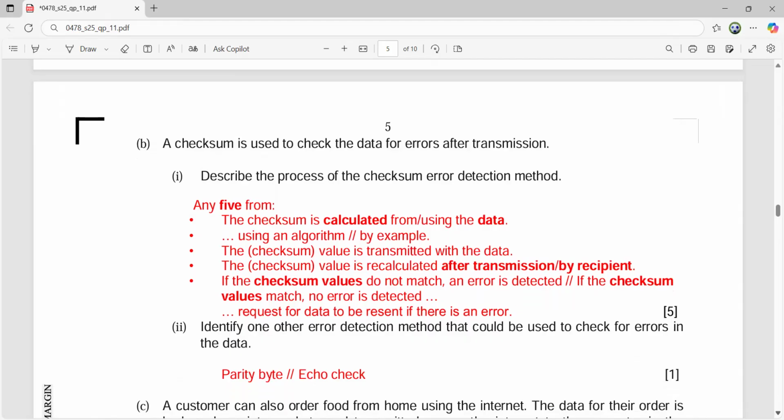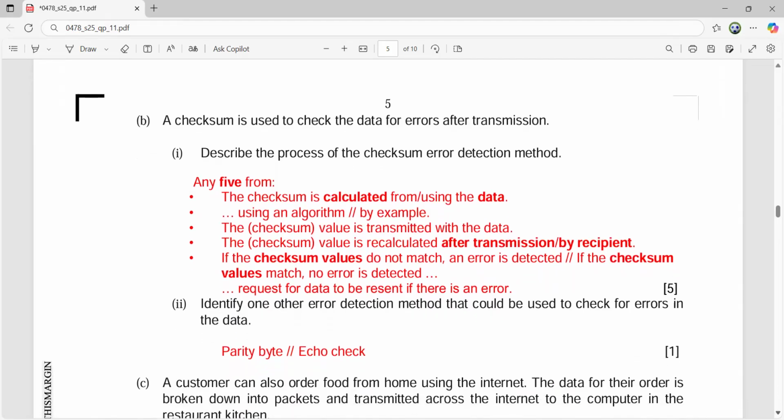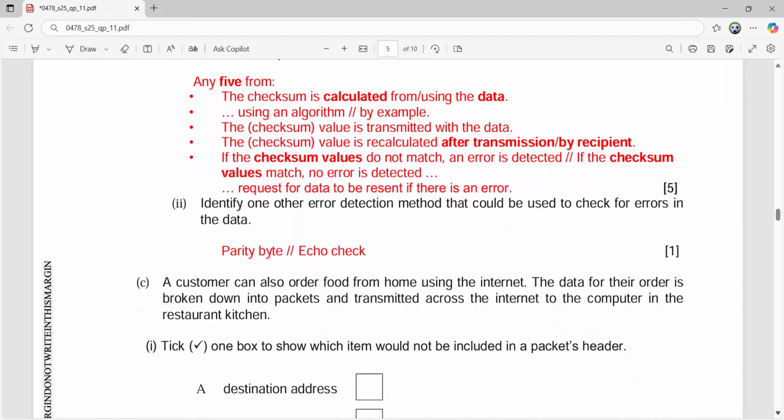Now, second part of part B. Identify one other error detection method that could be used to check for errors in the data. Now, you can go for parity byte or echo check. Now, part C.